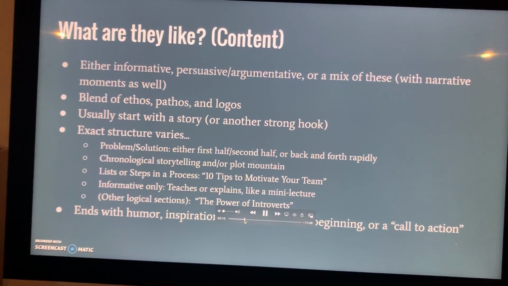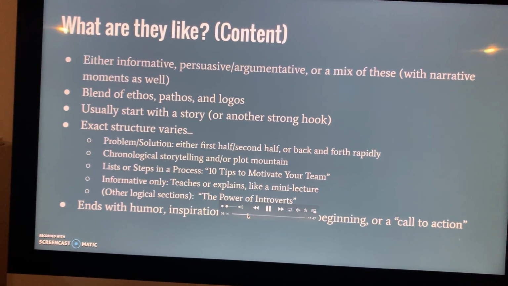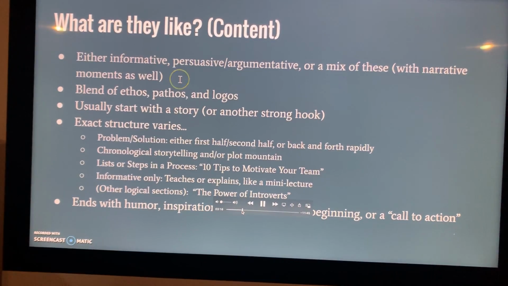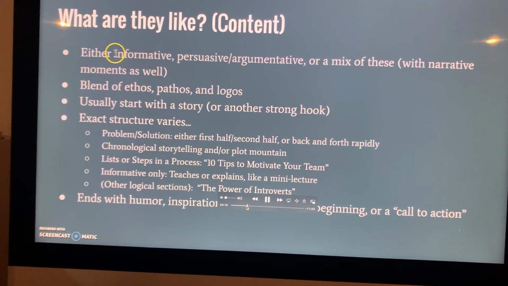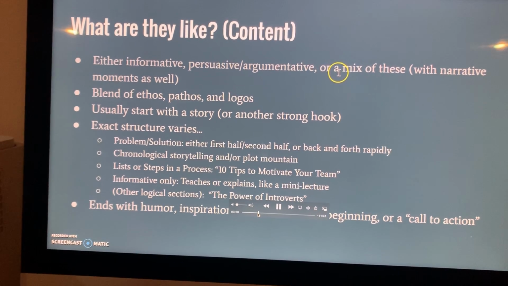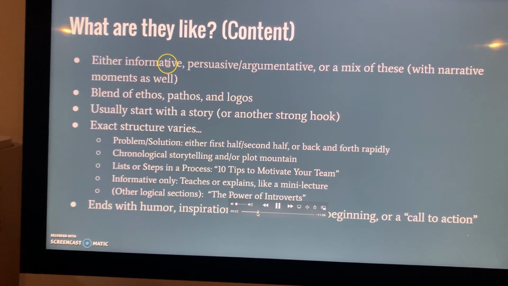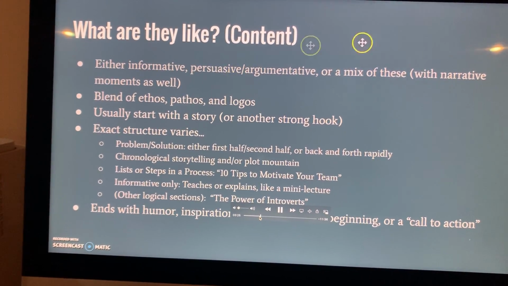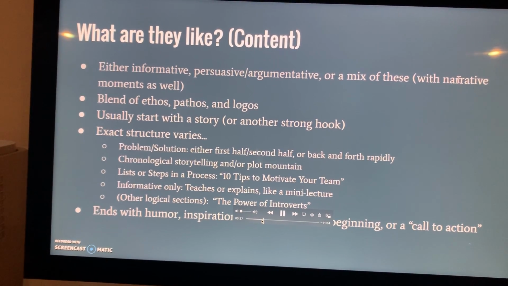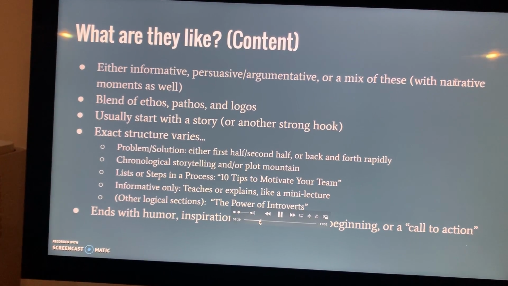All right, a little bit more about what they are like. They can be informative, persuasive, argumentative, or a mix with narrative moments as well. So there can be personal stories in there. They can be persuasive, they can be informative, but it usually is a mix of all of this. It is also a blend of ethos, pathos, and logos.